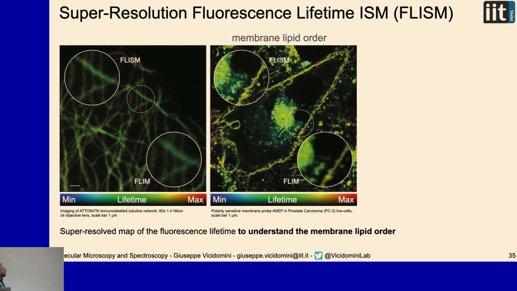That's another example, in which I have a live sample and we were using a polarity-sensitive membrane probe, the ANEP, which is able to tell if my lipid membrane is ordered or disordered. And you can clearly see the difference in lifetime. This is the color-coded lifetime. You have the inner vesicle, while the lipid in the membrane shows an ordered phase. So in this case, the lifetime is used to understand the order of the lipids in my membrane.